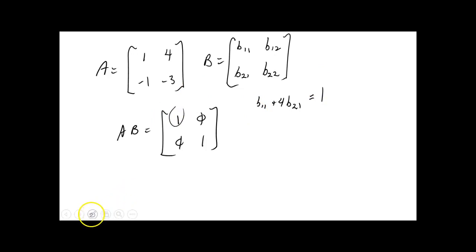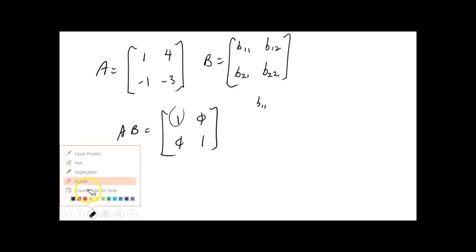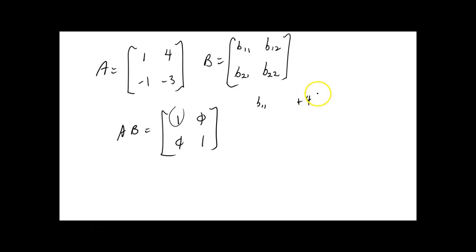Let me spread things out a little bit. I was starting to do that earlier, but I forgot I was going to do that. Plus 4 B21. Okay? Let's do the next one. Second? B12, is that what you said? Okay. B12. I'll put it here. B12 plus 4 B22. What's that got to equal? 0. Give me the next one.